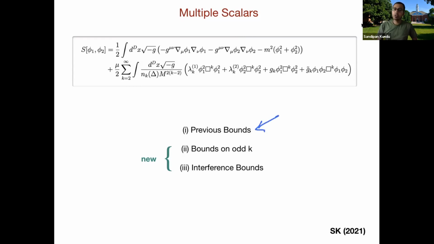You also get two new types of bounds. So you will get bounds for odd k interactions as well when you have multiple scalars or you have gravitons, things like that. And another new thing is that there are more complicated nonlinear interference bounds that you can derive. These are also for whenever you have more than one field.